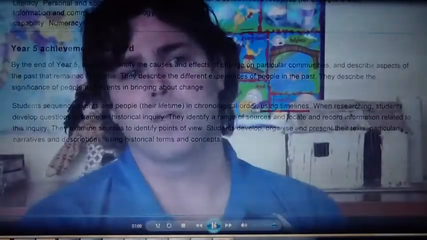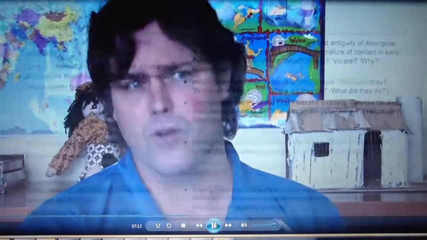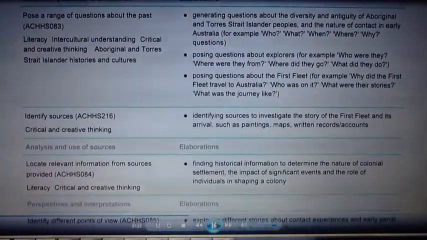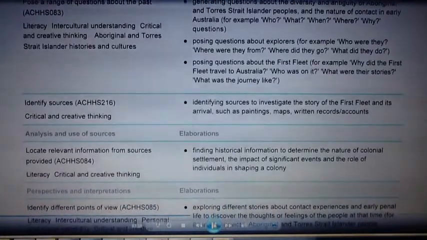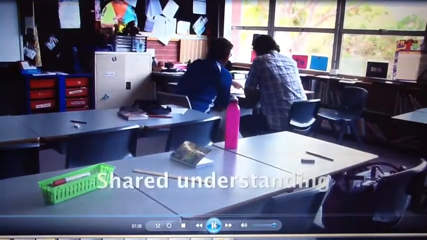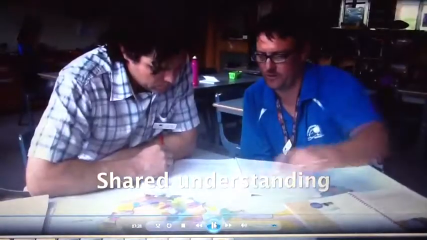The achievement standards were a good place to start, but then I needed to go to the content descriptions and elaborations so I could get a greater understanding of the detail of what they were, sort of unpack the achievement standards so I knew what the learning was going to look like. It was easier to work with other teachers so we could get a shared understanding of what the learning would look like at each level.